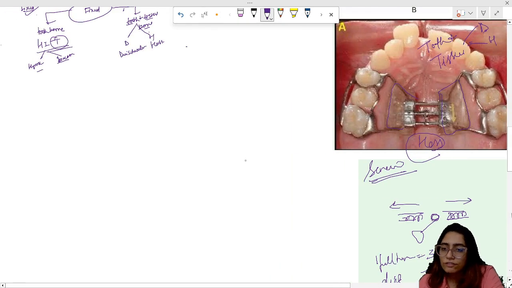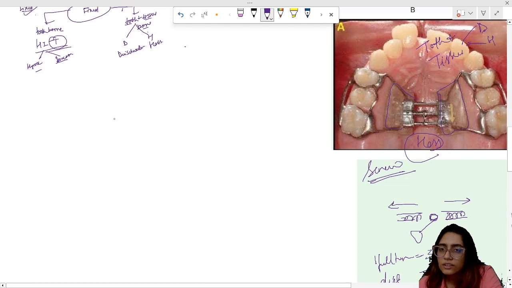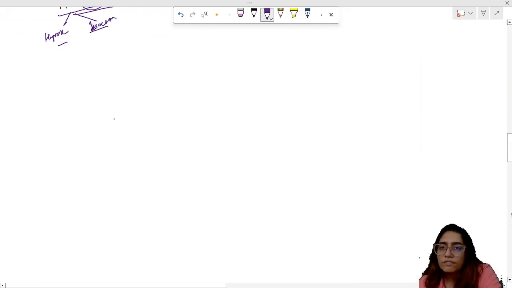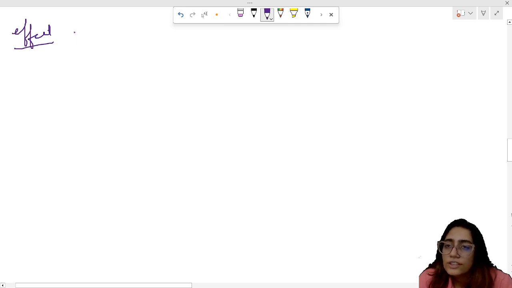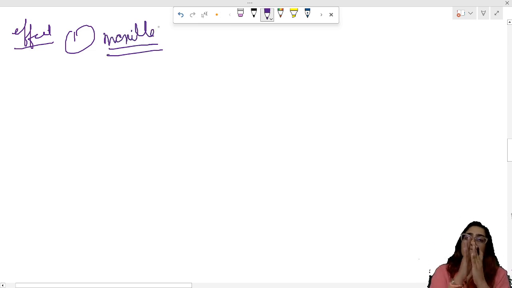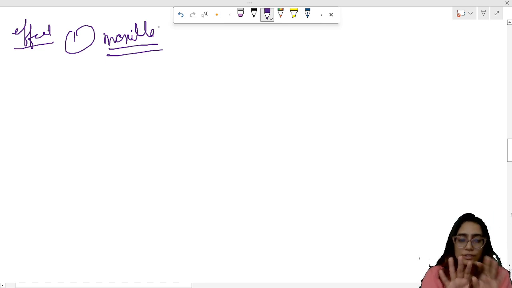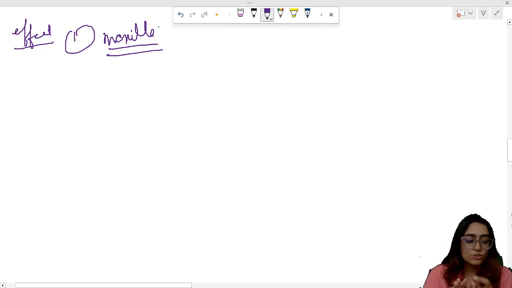Now we have covered the appliances. Now let us study the effect of expansion. First of all, firstly on the maxilla, it is a maxillary appliance, so it will definitely have some effects. What we are doing is splitting the suture, splitting the two parts of the maxilla from the suture.